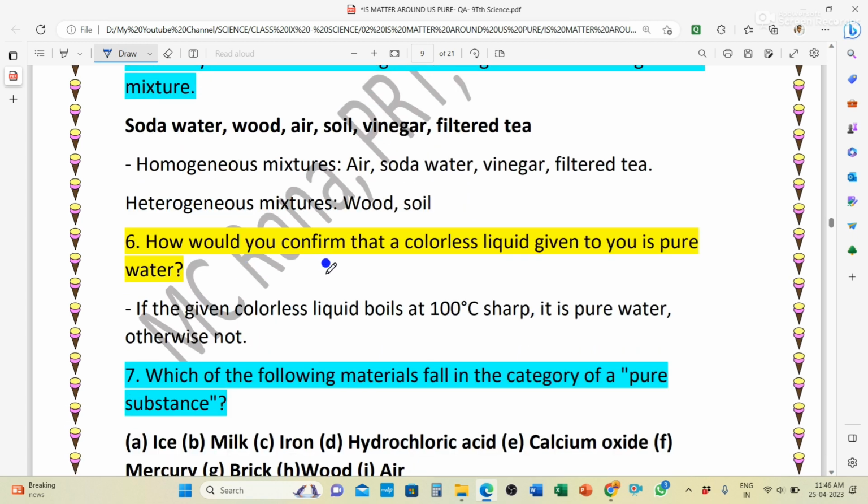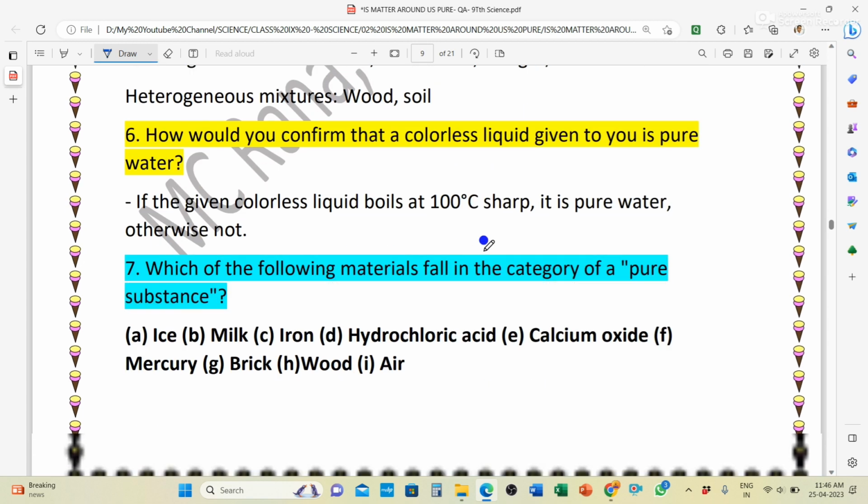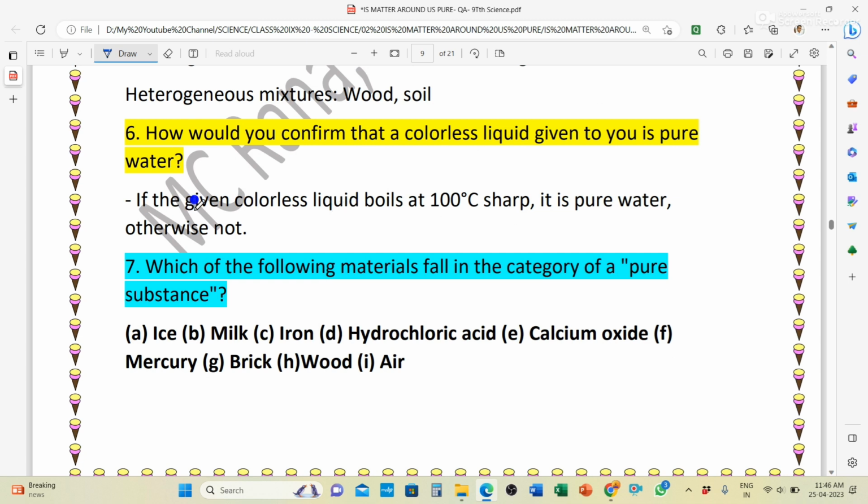Then, how would you confirm that a colorless liquid given to you is pure water? If the given colorless liquid boils at 100 degrees Celsius, then it is pure water because you know the boiling point of water is 100 degrees Celsius.